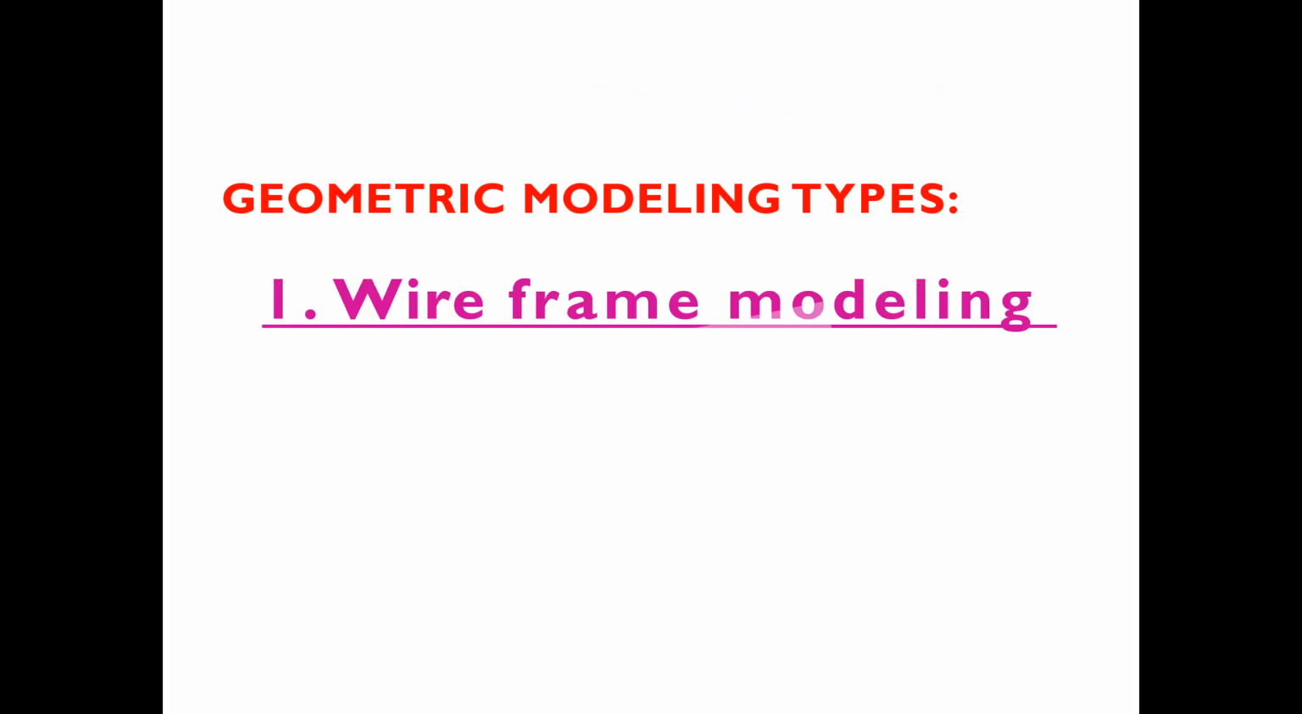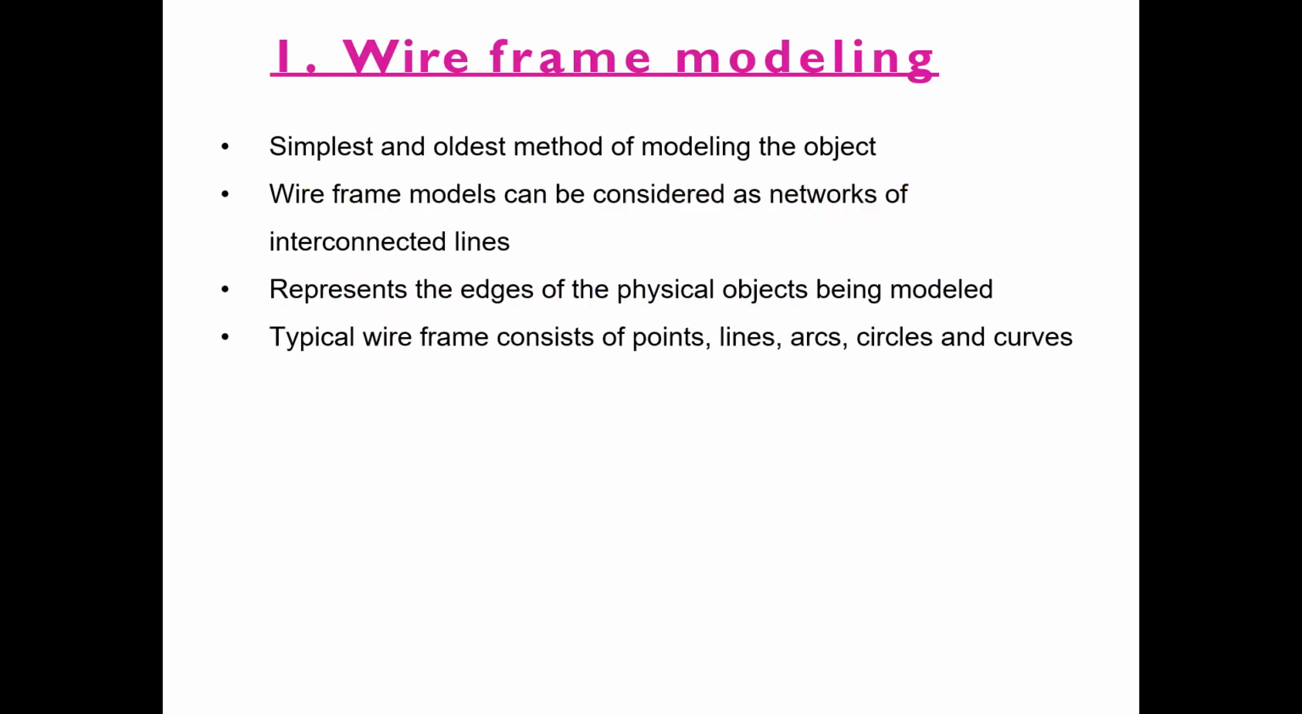Now let us see in detail the geometric modeling types. The first type is wireframe modeling. So wireframe modeling, as we mentioned, is a type of geometric modeling in which we'll be seeing only the lines, the corners, the edges, etc. So the solid part of the object or the product will be missing in the case of wireframe modeling. We'll be seeing it as a series of lines, arcs, points, etc.